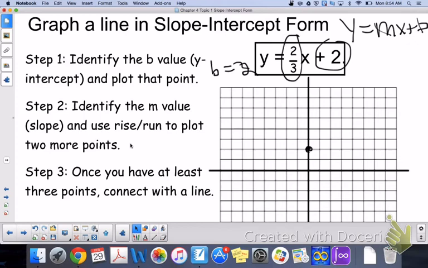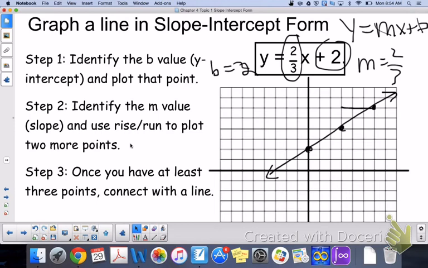So your slope is 2/3. So that means from the y-intercept we go up 2 over 3. Up 2 over 3. Plot 2 more points. Once you have them, connect them, draw arrows on the end, and there's your line.